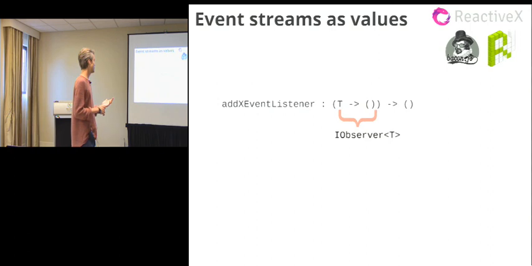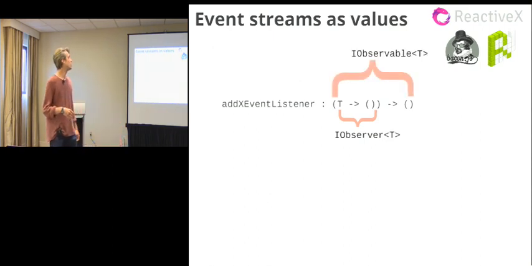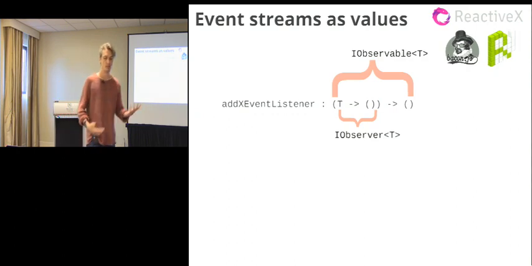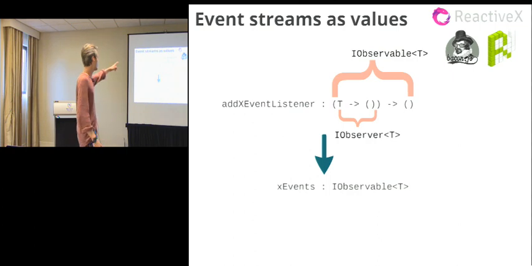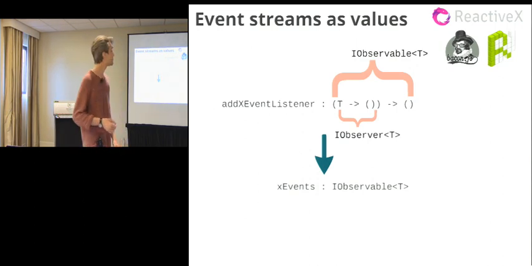The event handler is looked at as an observer of Ts, and the register is looked at as an observable of Ts. So this is kind of the point where we reify the event sequence into a value that we can work with. So we go from this function which allows us to register an event listener to a value, a property that is a sequence of events.